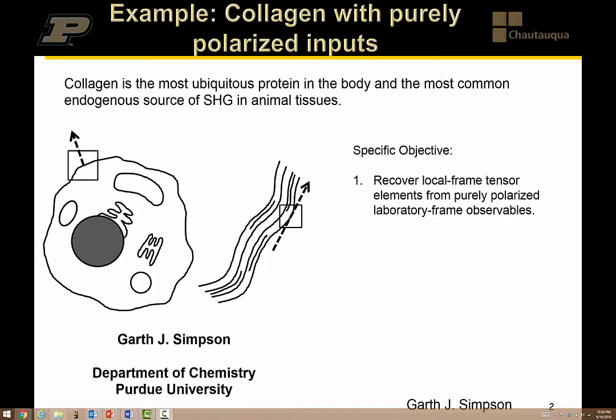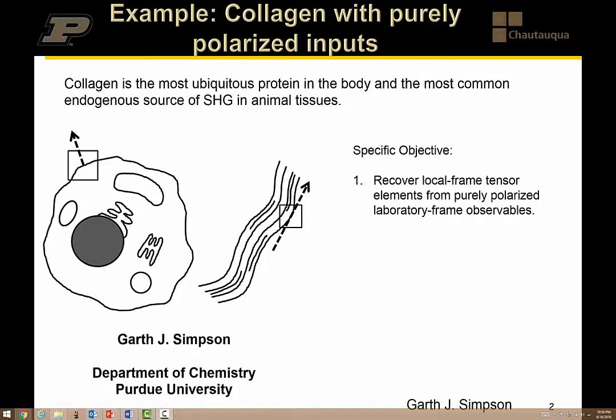Okay, so in the previous discussion, we built up a framework for incorporating local frame symmetry to simplify polarization-dependent SHG microscopy measurements of oriented assemblies. The next step is to illustrate how this whole thing plays out with some simple, common examples.